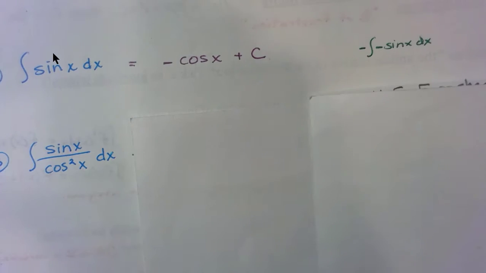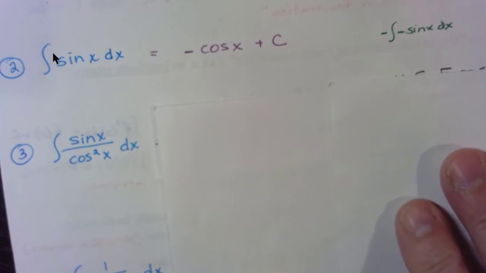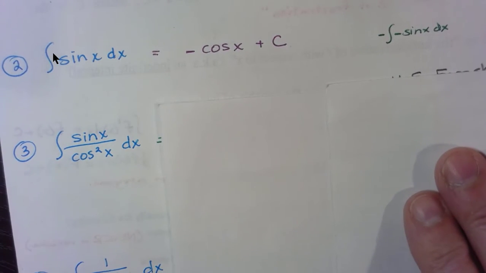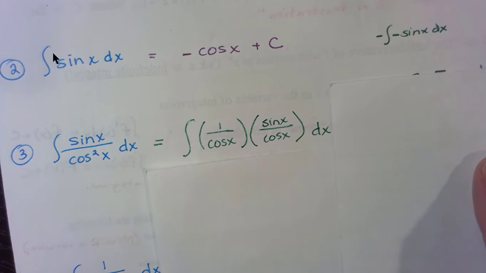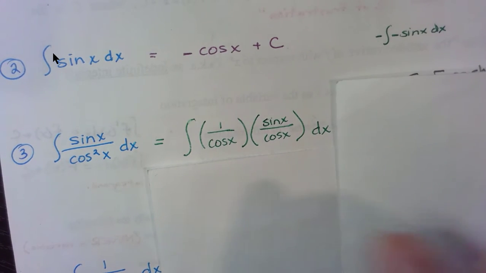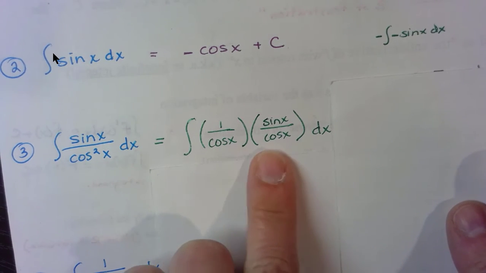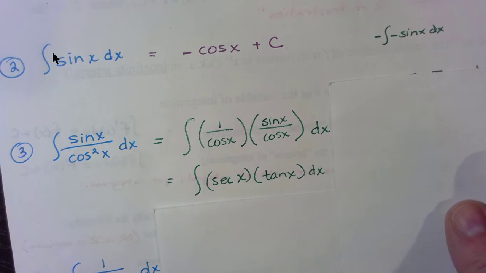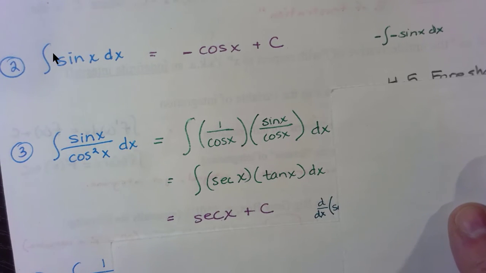How can I think about this one here? Well, maybe rewriting the integrand a little bit. I can think of this as 1 over the cosine of x times the sine x over cosine of x dx. 1 over cosine is secant. Sine over cosine is tangent. Oh, what is secant x tangent x the derivative of? It is the derivative of secant of x.